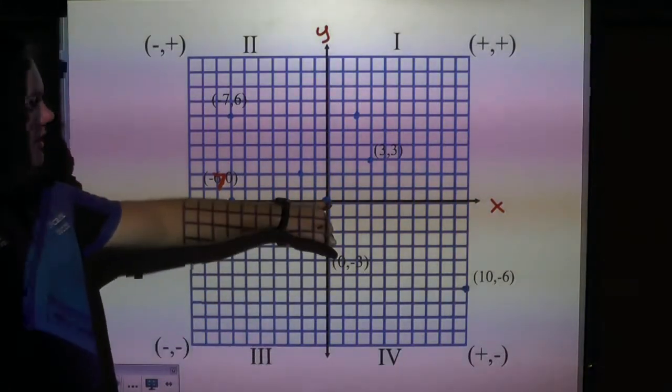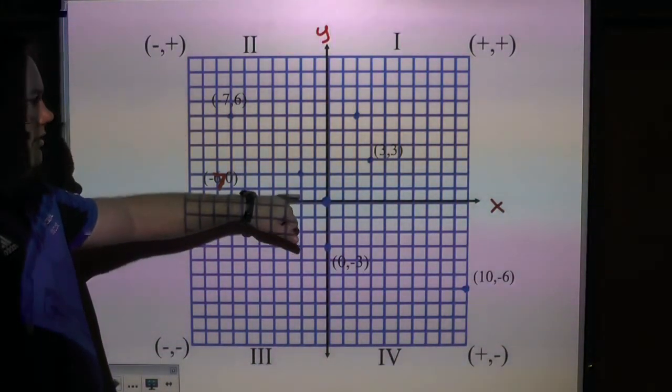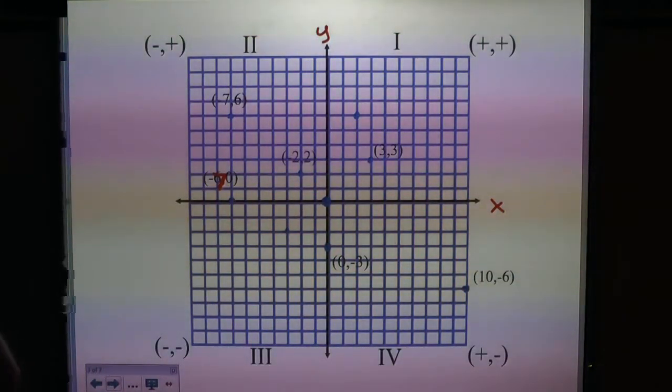All right. X-coordinate. To the left 2, so that's a negative number, so that's negative 2. Up 2, so the y-coordinate is a positive 2. So we end up with negative 2, 2.